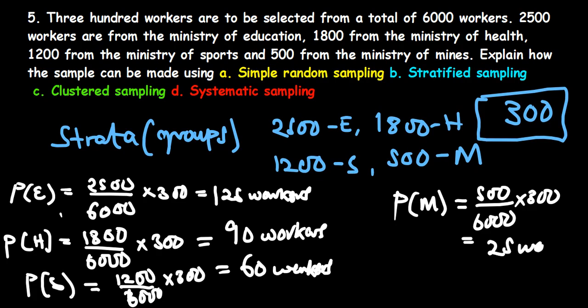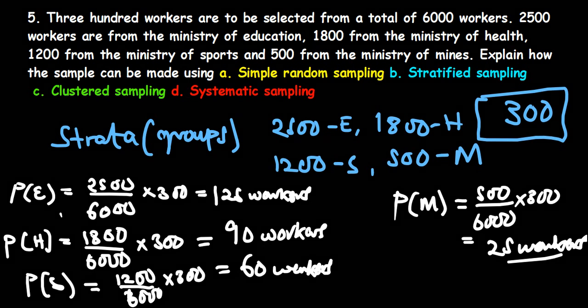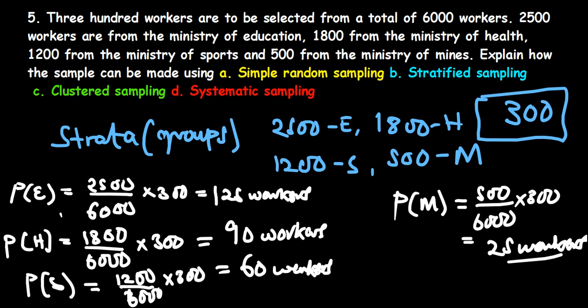So that's how stratified sampling works. You get a proportion from each group that you have. In this case, we are using what? The ministries. So it means that we are going to pick 125 workers from the Ministry of Education, 90 from the Ministry of Health, 60 from the Ministry of Sports, and 25 from the Ministry of what? Mines.